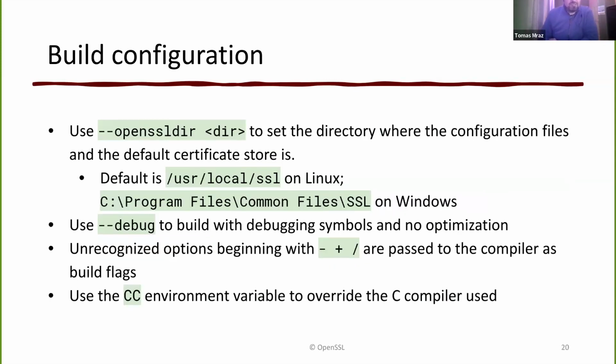You can use --openssldir=directory to set the directory where the configuration files and the default certificate store are. Again, on Linux the default is /usr/local/ssl, and Program Files\Common Files\SSL on Windows on the C drive. You can use --debug to build with debugging symbols and no optimization.